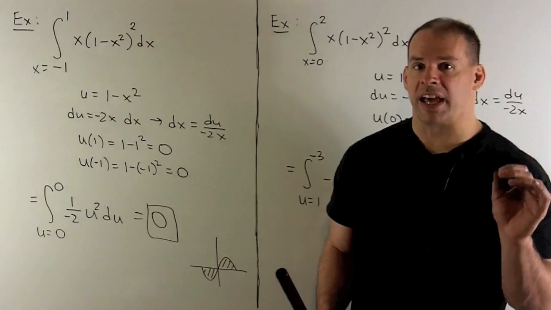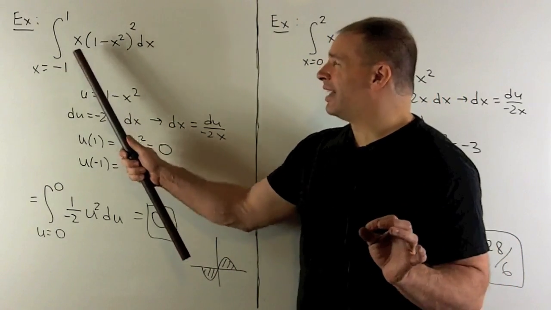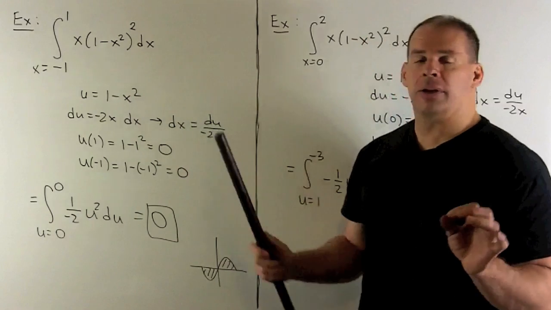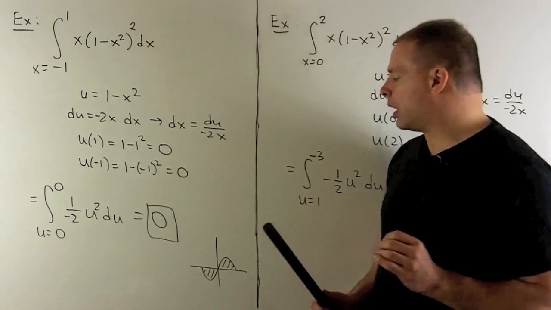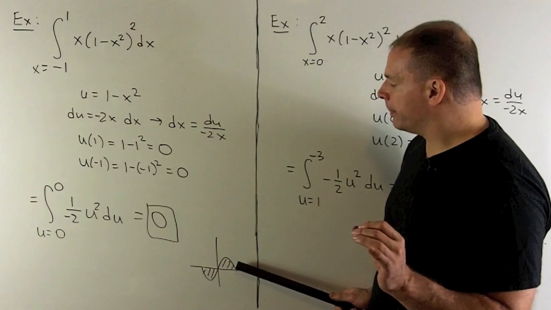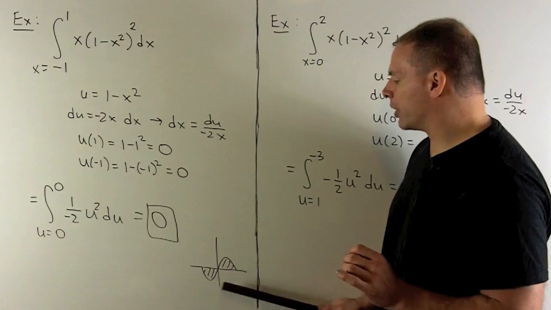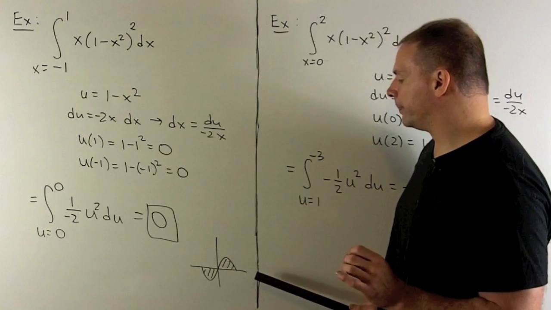Now, to make sense of that, if you go back to the original function, let's take a look. This is an odd function. So if I take the region from -1 to 1, you'll note the part that goes from 0 to 1 is going to cancel out with the part that goes from -1 to 0. So we're going to expect a 0 to come out.